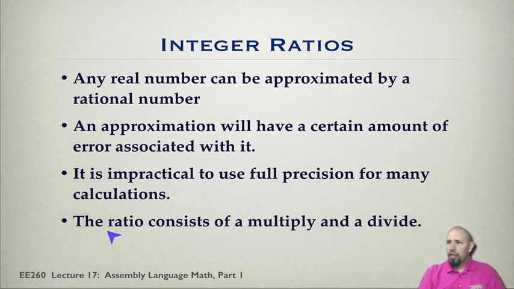Again, the ratio consists of a multiply and a divide. Generally speaking, when we do this, we do the multiply first and then the divide. The reason is that when we multiply, we expand the number of bits required, and then when we do the divide, in general, we contract. But we don't lose any accuracy. We lose a lot less accuracy that way.